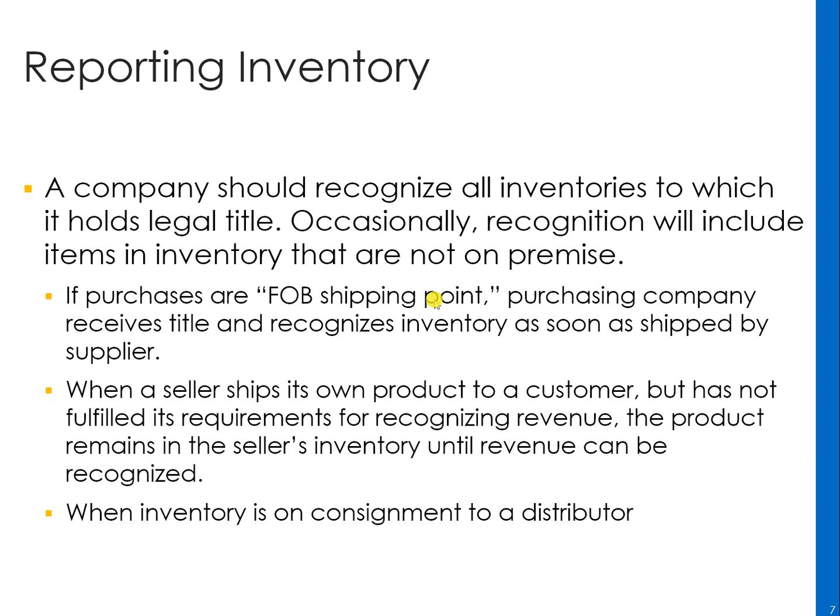FOB shipping point: inventory has been shipped from vendors to us. The legal title has been transferred at the shipping point, meaning when those inventories are on the road, we hold title. As a buyer, we hold title of those inventories, and they should be reported on our balance sheet. Although they have not arrived at our warehouse yet, they are our inventories.